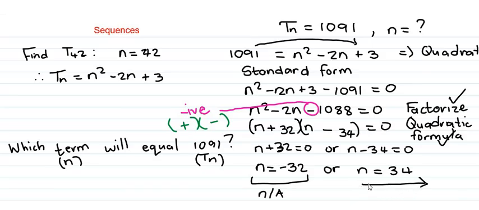And then, when n is 34, we conclude that TN is 1091. That concludes our session on quadratic sequences for grade 11. This was Mathematics Code Switching 2020.